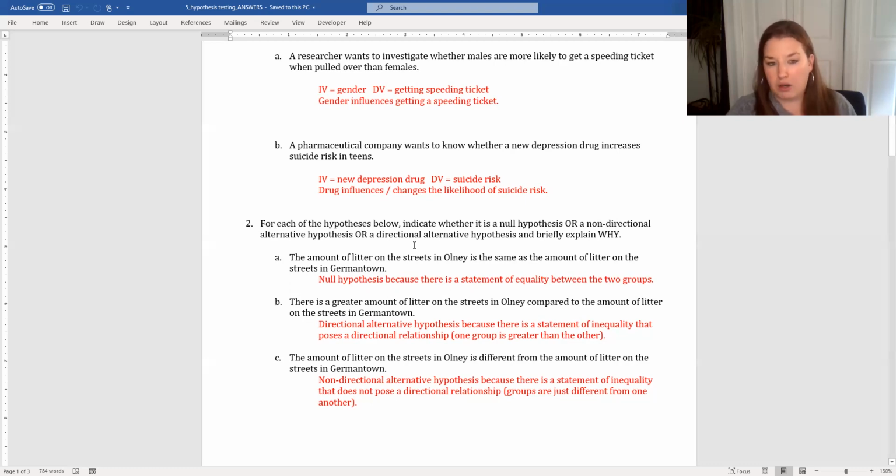So this first one says the amount of litter on the streets in Albany is the same as the amount of litter on the streets in Germantown. Here, because we're saying the dependent variable, amounts of litter, are equal in both groups, the amount of litter in Albany equals the amount of litter in Germantown, that's a null hypothesis, right? The null is always the one that's equal.